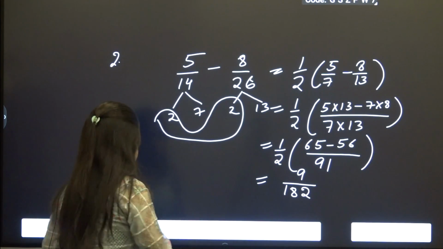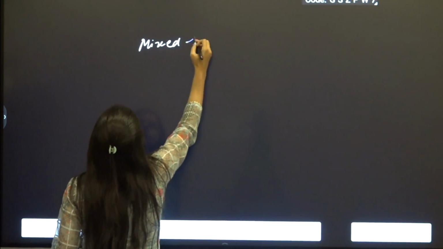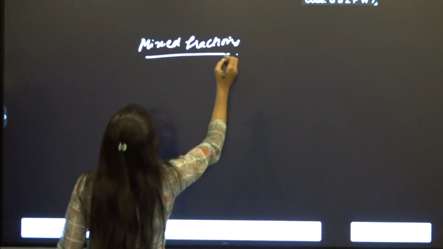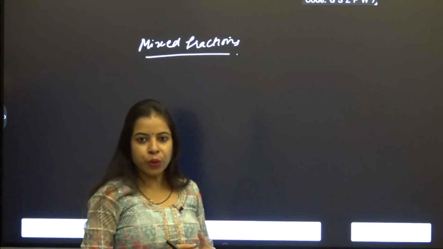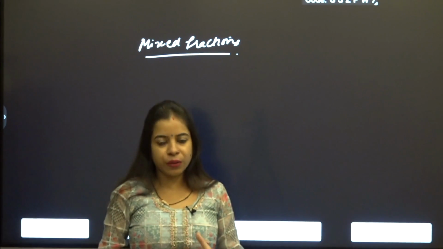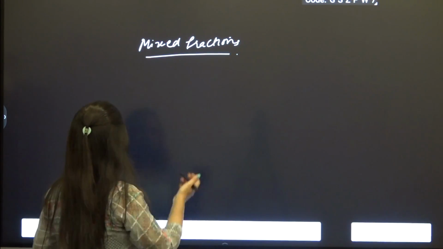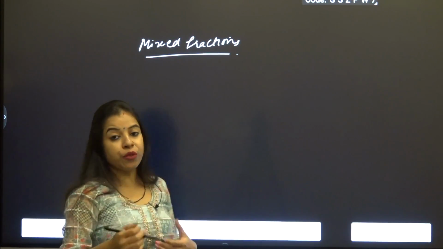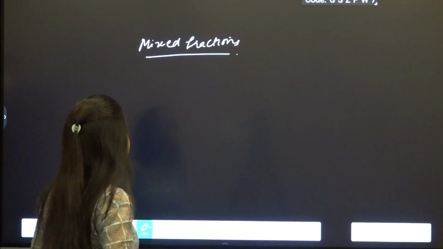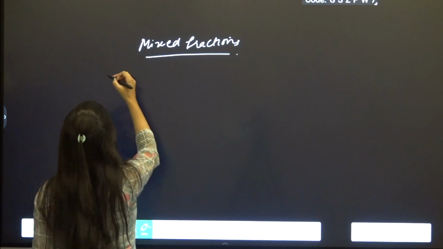Now let us discuss mixed fractions. Mixed fractions, as I discussed before also, consist of a whole part and a proper fraction. So if we have to perform the addition of mixed fractions, how are we going to do that? Let us take an example.